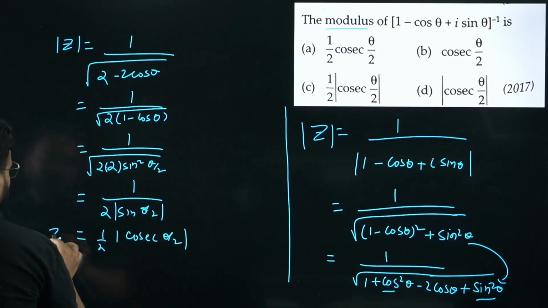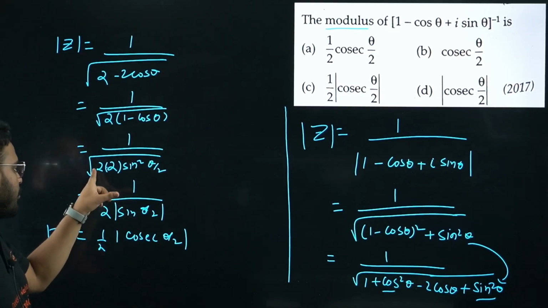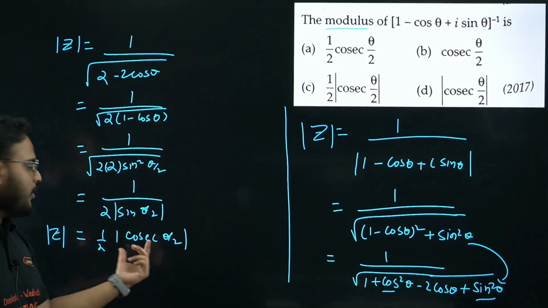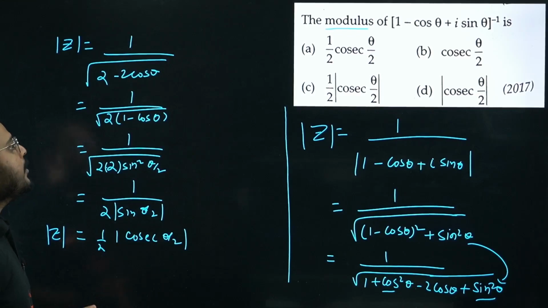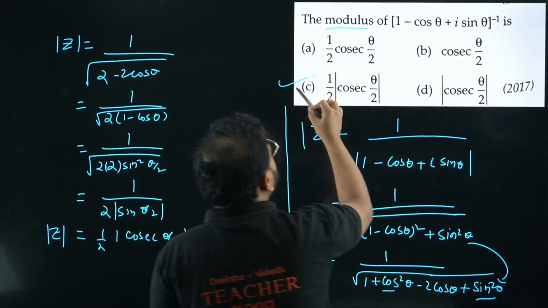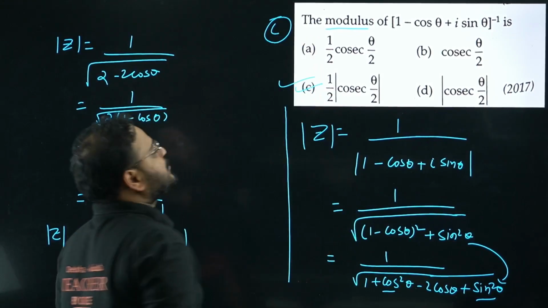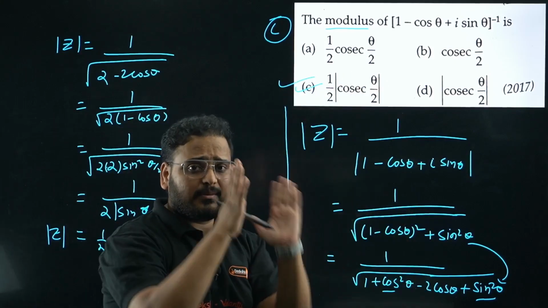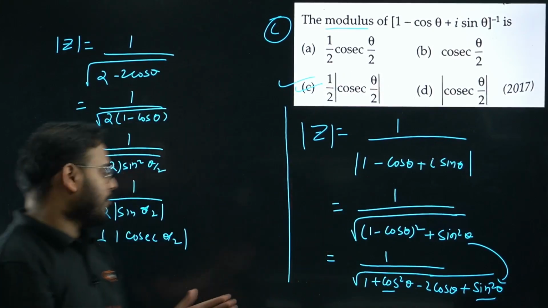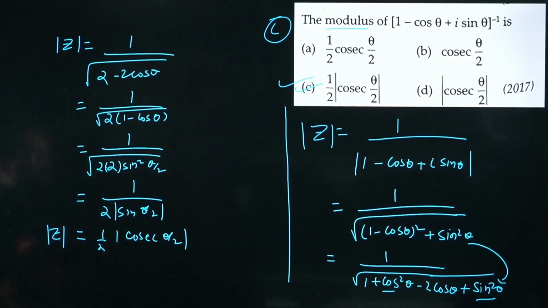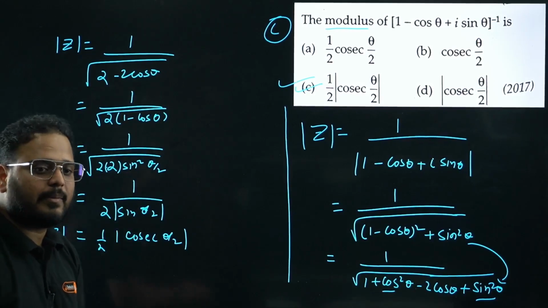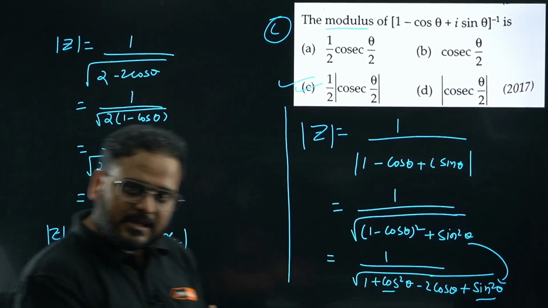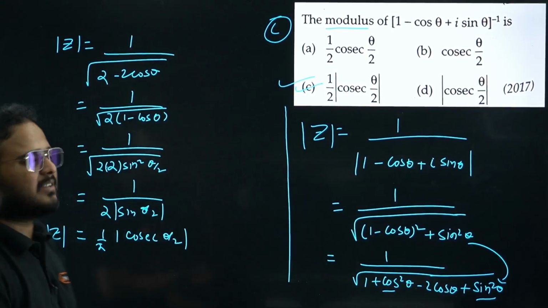If you're asking me how, I can tell you the last step. Square root of 2 into 2 is 2. Square root of sin square is going to be simply sin in the modulus. I want only positive value. So cosec theta by 2, answer will be option C. Why option C, not A? We are looking for modulus, only the magnitude. So plus cosec theta by 2. 1 by sin will become cosec, so cosec theta by 2. Done? Easy? Good question actually. Not very easy, but it's a good question.